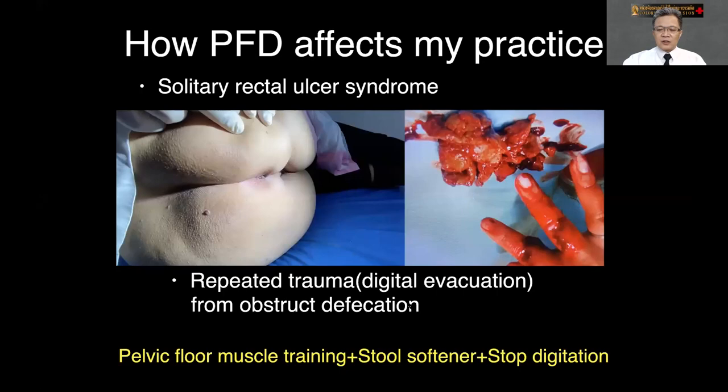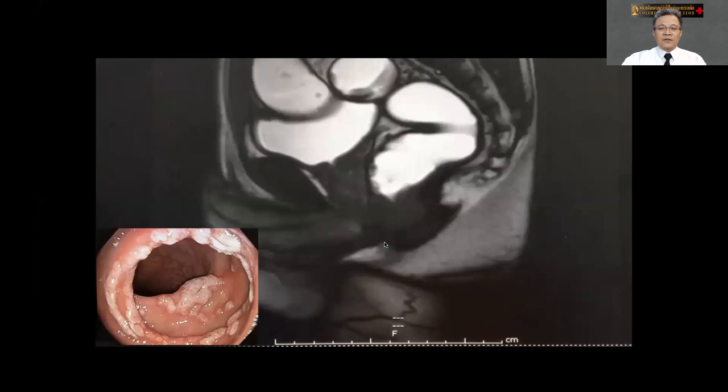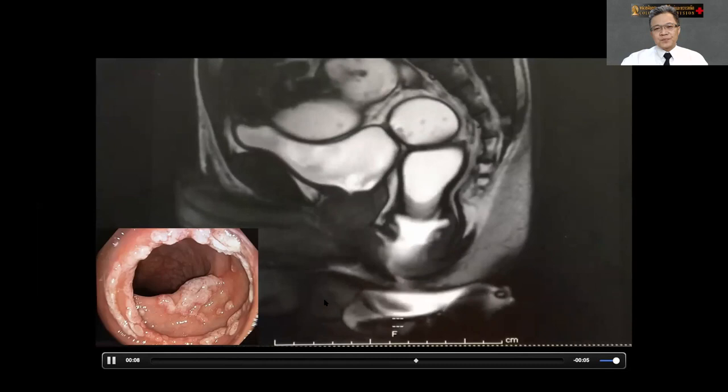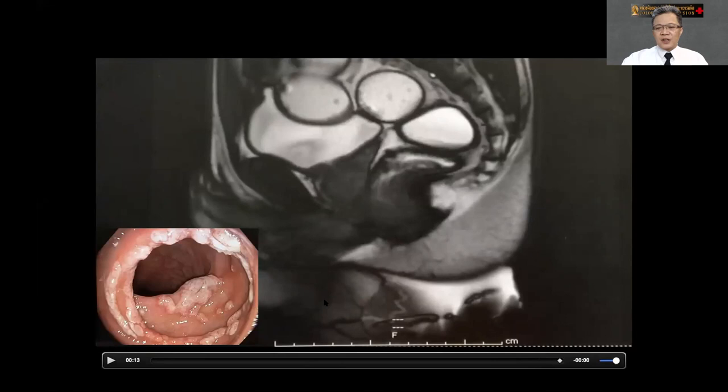Another cause of SRUS is hidden rectal prolapse, so we need an MR defecography. And we consider laparoscopic ventral rectopexy after pelvic floor muscle exercise.